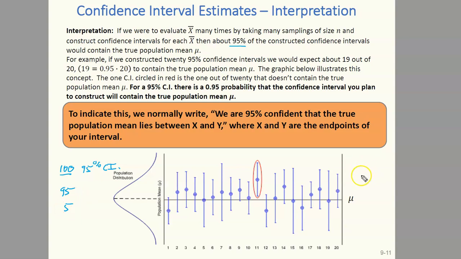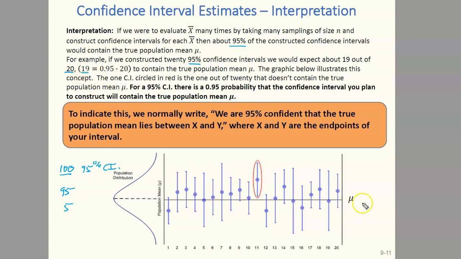For example, we have a graphic illustrating this. Suppose that you constructed 20 95% confidence intervals for some population mean. Now, 95% of 20 is 19. So what that means is you would expect about 19 of your intervals to contain the true population mean, and about 1 of them to not contain the true population mean.